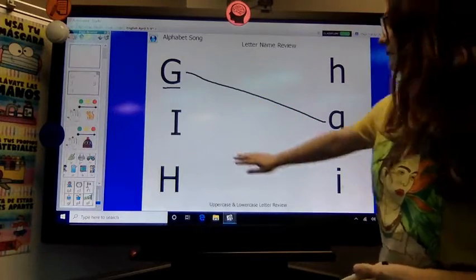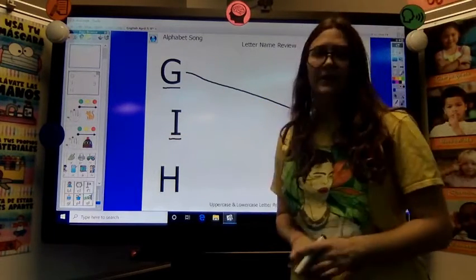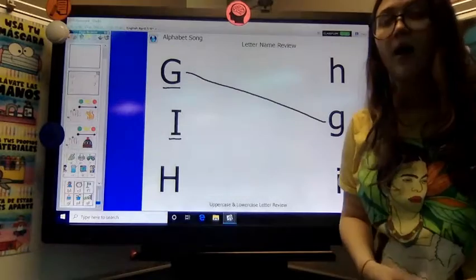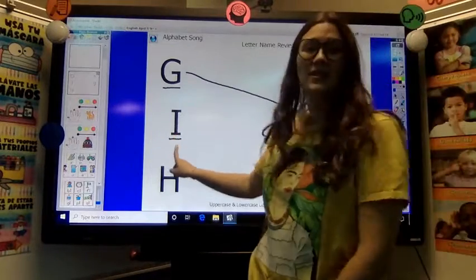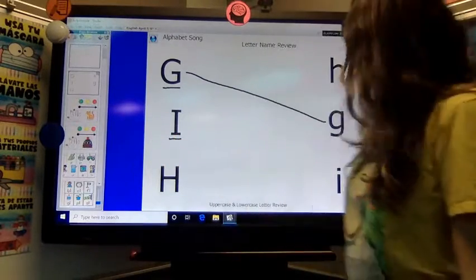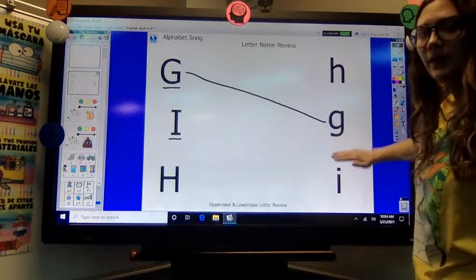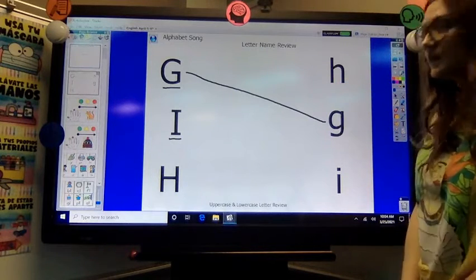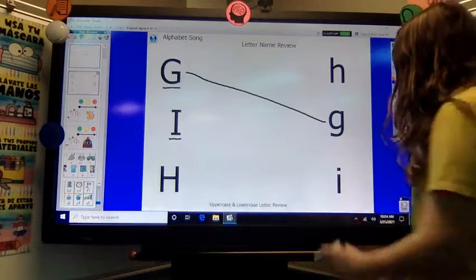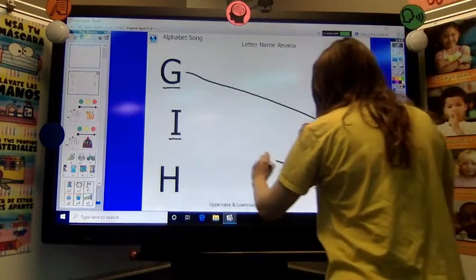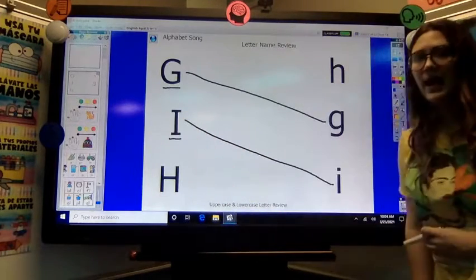Great job helping. Now what is this letter here, which is also a word? I, right? That's also one of our sight words, I. Now, do we have our little I on the top, on the middle, or on the bottom? Right, on the bottom, our little I is down here. So let me connect the lowercase to the uppercase.